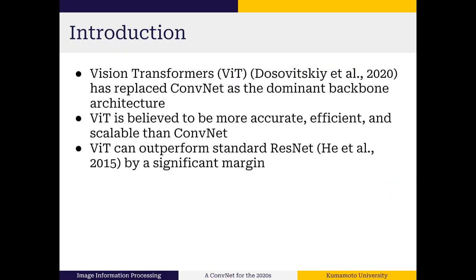Vision Transformers or ViT, which was proposed in 2020, has replaced ConvNet or CNN as the dominant backbone architecture in the past few years. ViT is believed to be more accurate, efficient, and scalable than ConvNet, and it can outperform standard ResNet, which was proposed in 2015, by a significant margin.